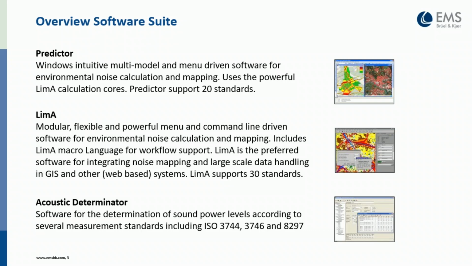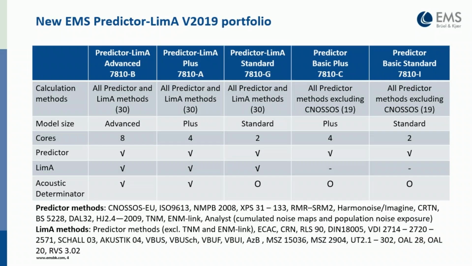LimA supports 30 standards. Acoustic Determinator is software for determining the sound power levels. So you measure a sound pressure level close to the source, and with Acoustic Determinator you can calculate the sound power level. Then this is the major change in the portfolio. November last year, we changed the number of configurations from 9 to 5, and we increased the functionality of every configuration. And you see that we have the Predictor-LimA Advanced, the Plus, the Standard, the Predictor Basic Plus, and the Predictor Basic Standard.